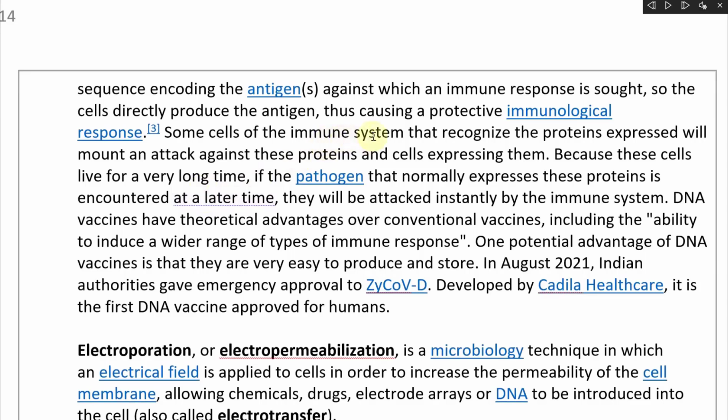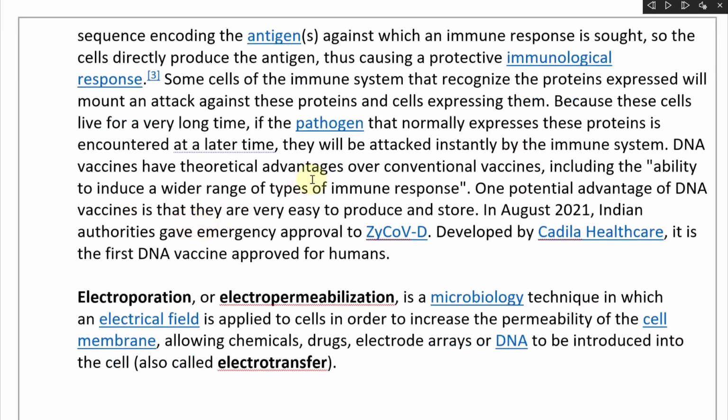Some cells of the immune system that recognize the proteins expressed will mount an attack against these proteins and cells expressing them. Because these cells live for a very long time, if the pathogen that normally expresses these proteins is encountered at a later time, they will be attacked instantly by the immune system. DNA vaccines have theoretical advantages over conventional vaccines, including the ability to induce a wider range of types of immune response. That's interesting. One potential advantage of DNA vaccines is that they are very easy to produce and store.